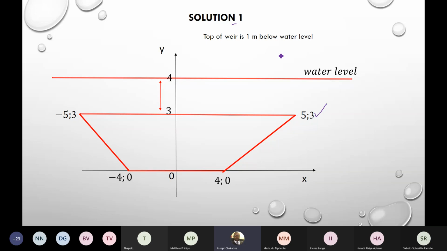So it means the water level is at 4. If the top of the well is at 3, the water level is at 4. Why? Because the top of the well is 1 meter below. Okay, so you need to understand that part, how we get where the water level is. They told us that the top of the well is 1 meter below the water level. So if my top is at 3, my water level is at 4. Does that make sense so far, what I've done? Any questions before I go?